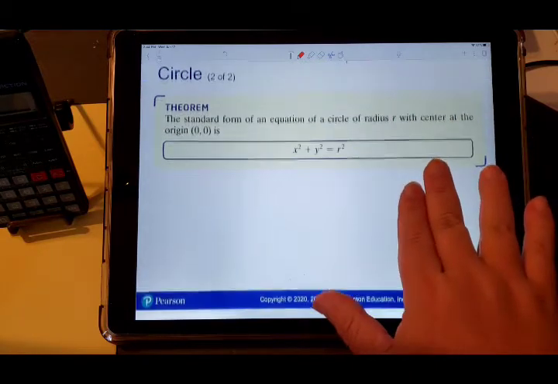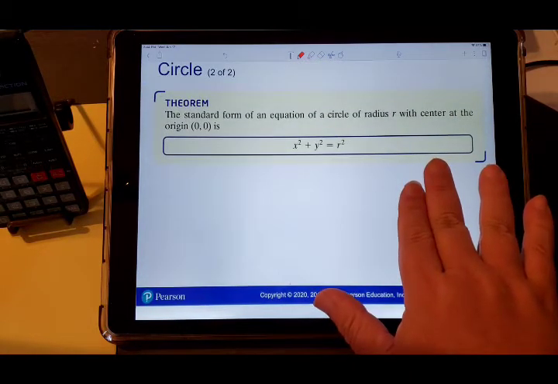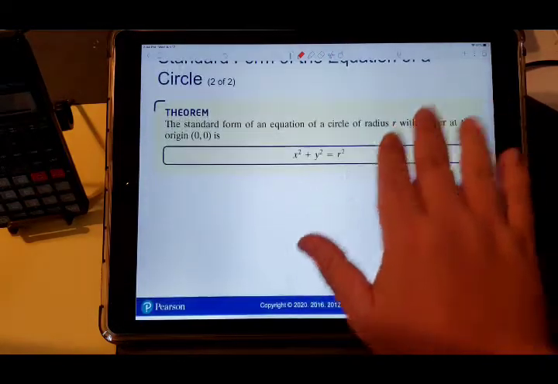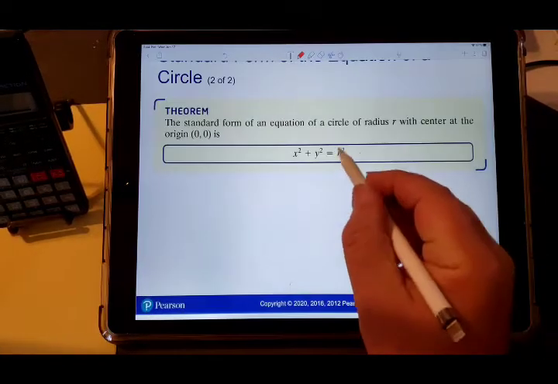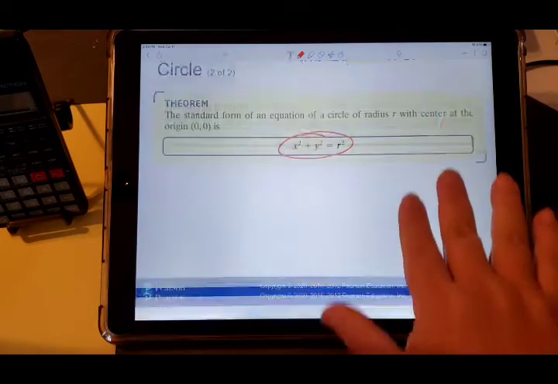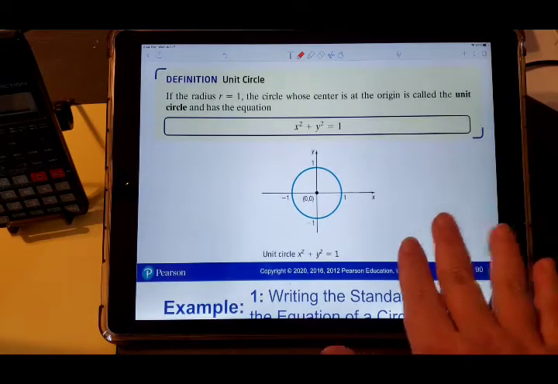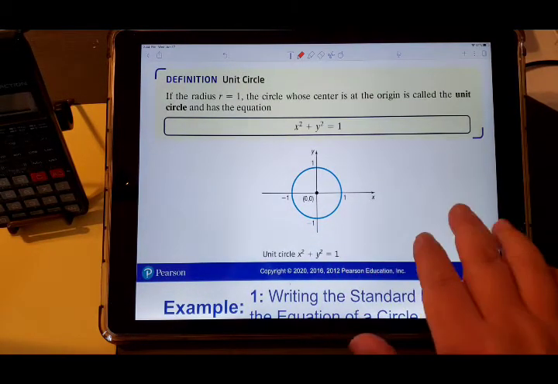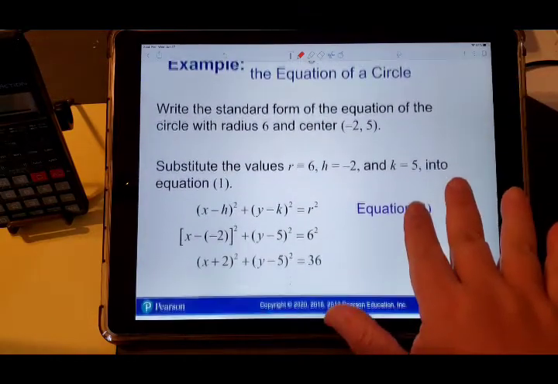All right. Now they just go ahead and say, you know what? If H and K are 0, then the formula has this kind of special case. So another formula we should memorize. And they even talk about something called the unit circle. Not a big player in this class, but in some classes it's a big deal.